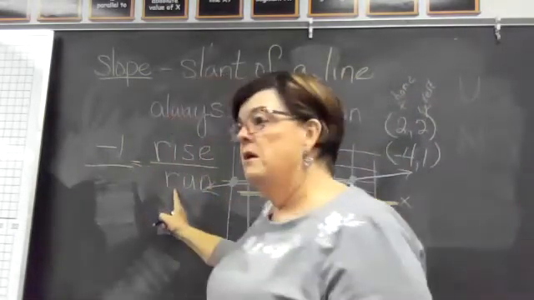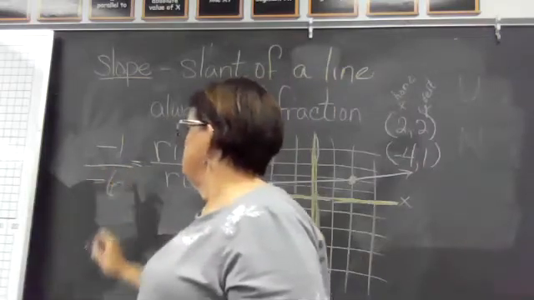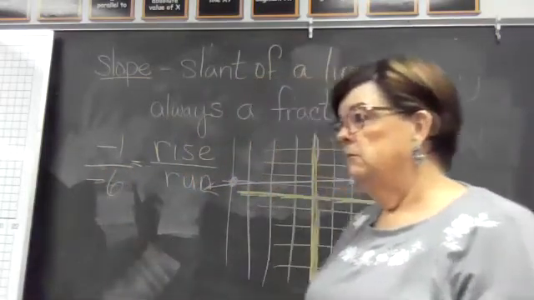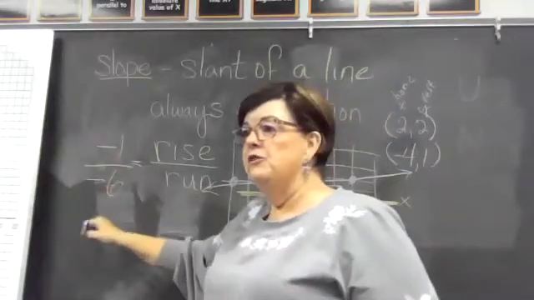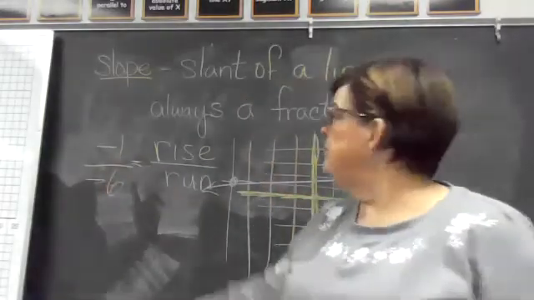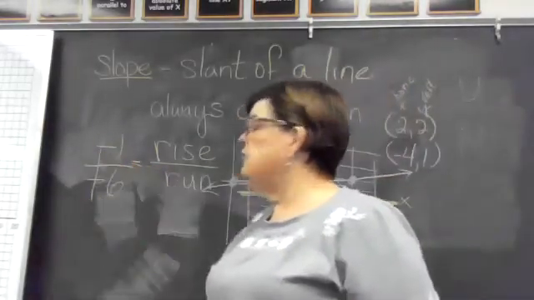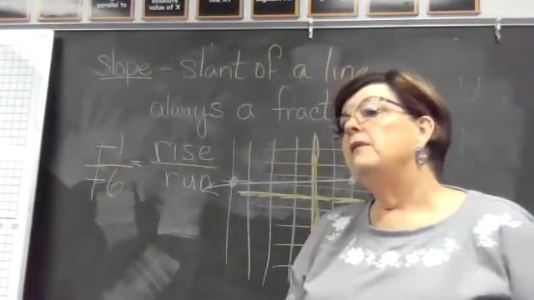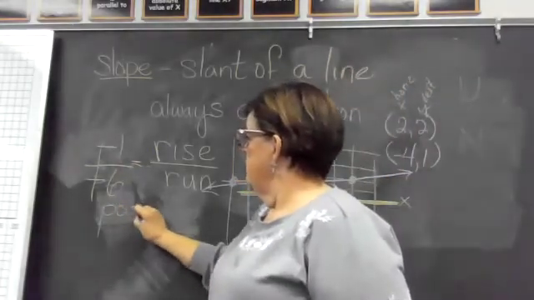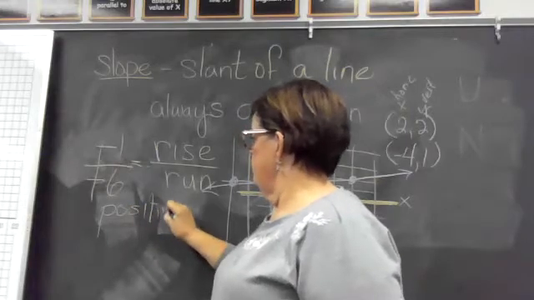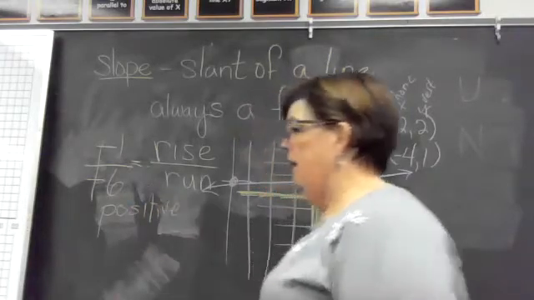The run was a -6. Okay, now we know that when we have 2 negatives in a fraction, the 2 negatives cancel each other out. And so our slope is a positive 1/6. Now you can sort of check this because look at your line.